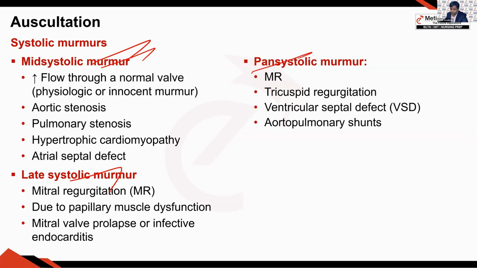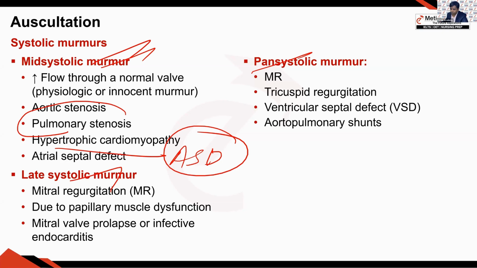Mid-systolic murmur is seen in pulmonary stenosis, hypertrophic cardiomyopathy, or ASD, and it is also an MCQ: mid-systolic murmur. Increased flow through a normal valve, and aortic stenosis, can show it. Late systolic murmur is seen in mitral regurgitation or infective endocarditis. Two conditions you can try. It is due to papillary muscle dysfunction, late systolic murmur.